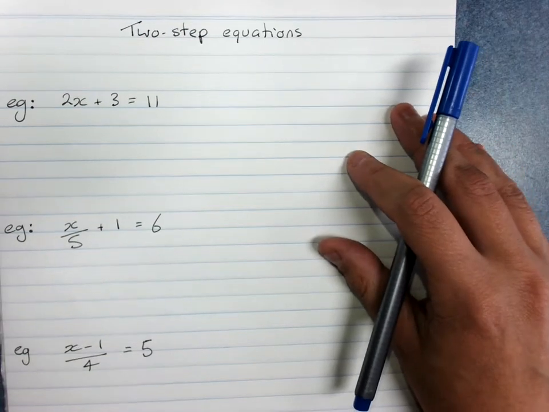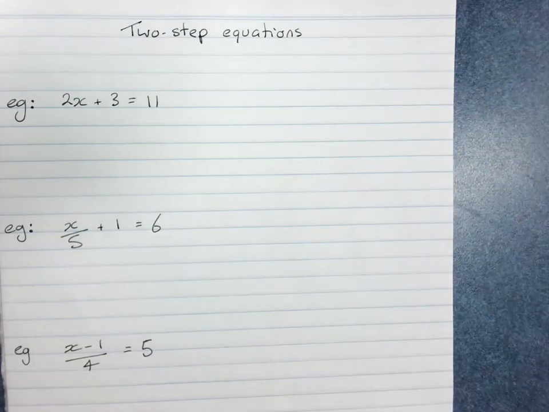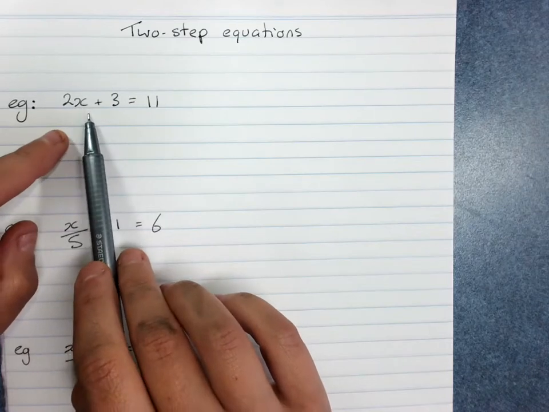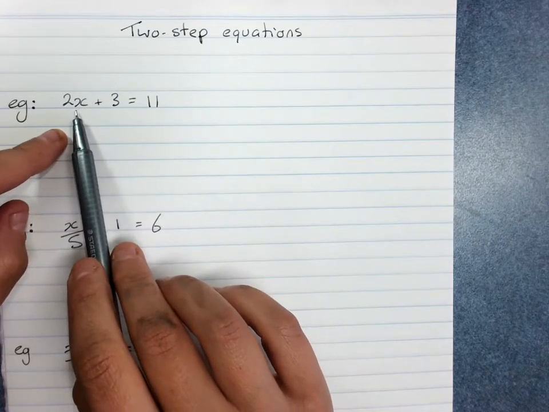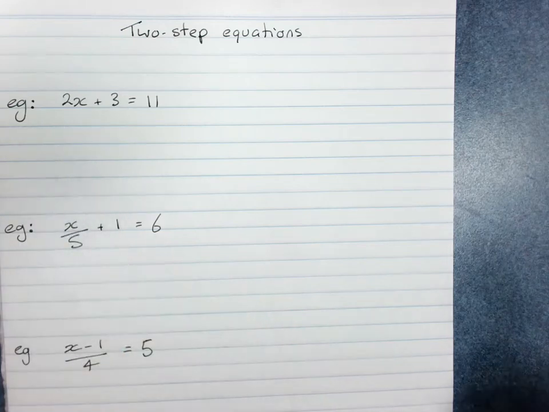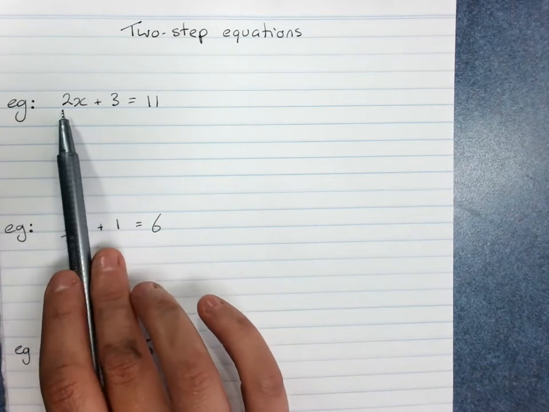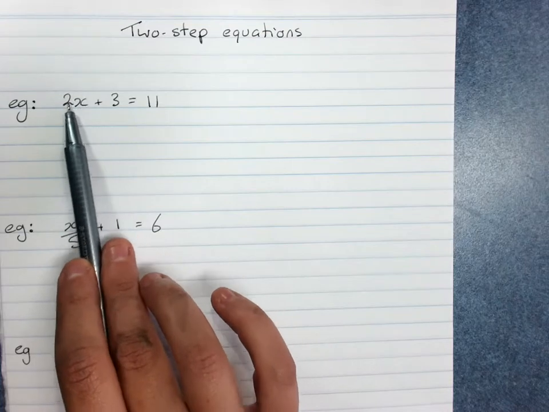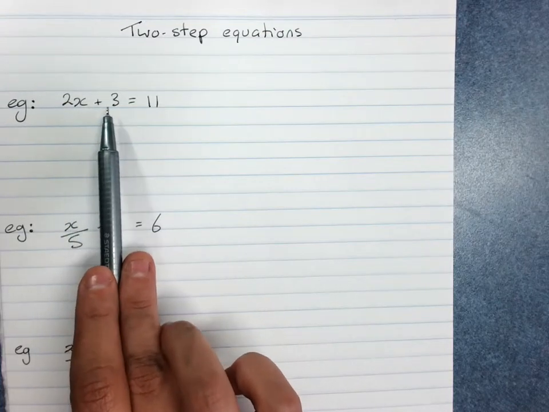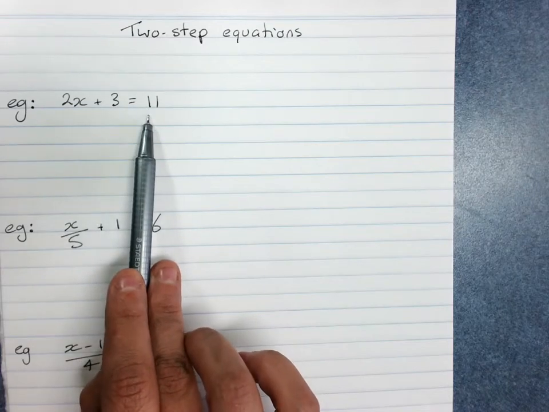Two-step equations are solved exactly the same way that one-step equations are. It's just that there's been two changes made to the letter. So remember, an equation is like saying, look, I thought of a number and then I did something to it and here's the result. So here, I thought of a number, x, I multiplied it by 2, then I added 3 and I got 11.